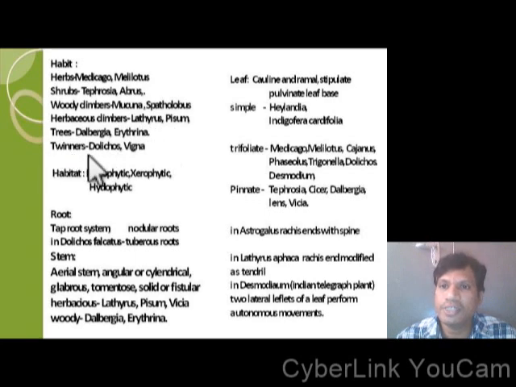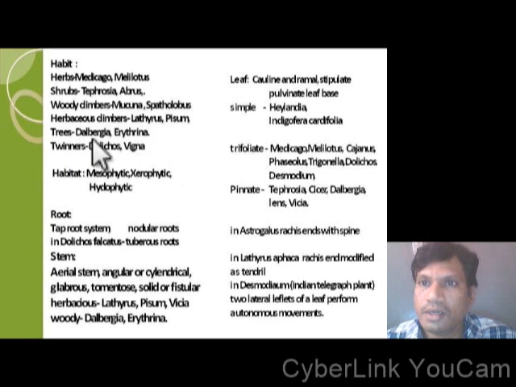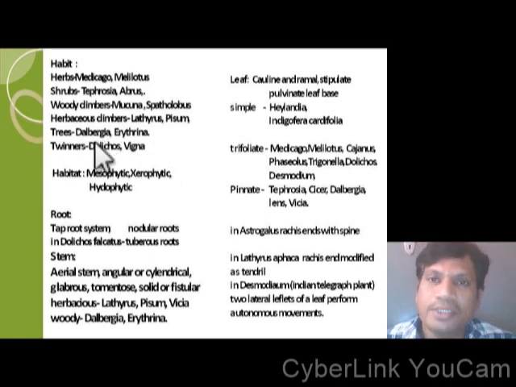And even twiners, Dolichos lablab and Vigna catjang. This type of habit is present in the family Papilionaceae. Coming to the habitat, all types of plants are available: mesophytes, xerophytes and hydrophytes. Mostly the plants belonging to Papilionaceae are mesophytes.